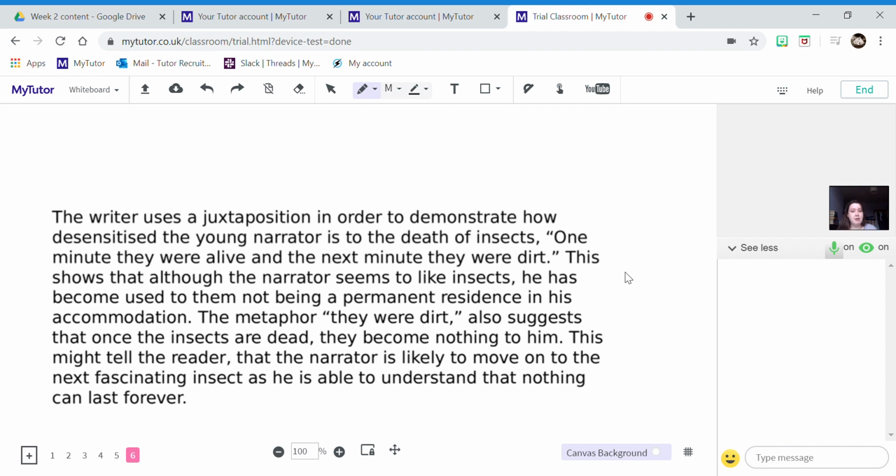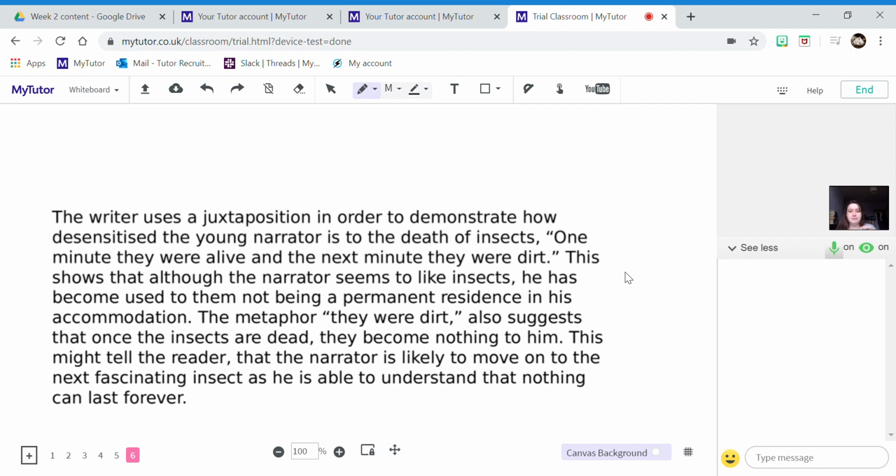Then I'm embedding my quotation: one minute they were alive and the next minute they were dirt. Then comes my analysis. This shows that although the narrator seems to like insects, he has become used to them not being a permanent residence in his accommodation. So I'm now starting to talk about his feelings. The metaphor, they were dirt, also suggests that once the insects are dead, they become nothing to him.